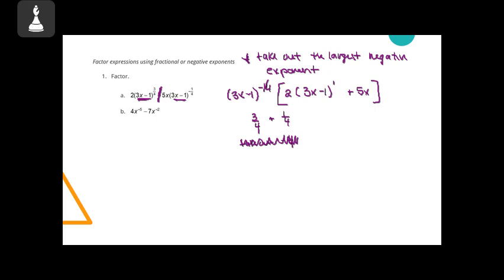So keeping the outside as it is, let's distribute that 2 in. 2 times 3x is 6x. 2 times -1 is -2. And then we have plus 5x. So 3x minus 1 to the -1/4. And then combine our x's. 6x plus 5x is 11x minus 2.